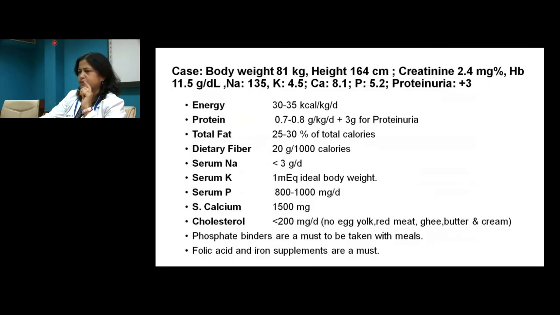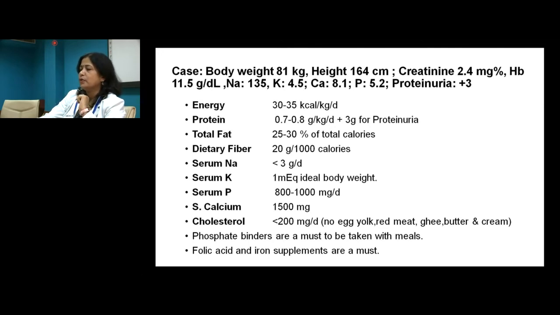This is the case if the body weight is 80 kg, height is 164 centimeter, the serum creatinine level is 2.4 milligram, hemoglobin 11.5. Serum sodium should be 135, potassium 4.5, calcium and phosphorus are normal, and urine protein is +3. Then we give energy 30 to 35 kilocalorie, protein should be 0.7 to 0.8 gram, plus 3 gram of proteinuria, that is leaked from the urine.